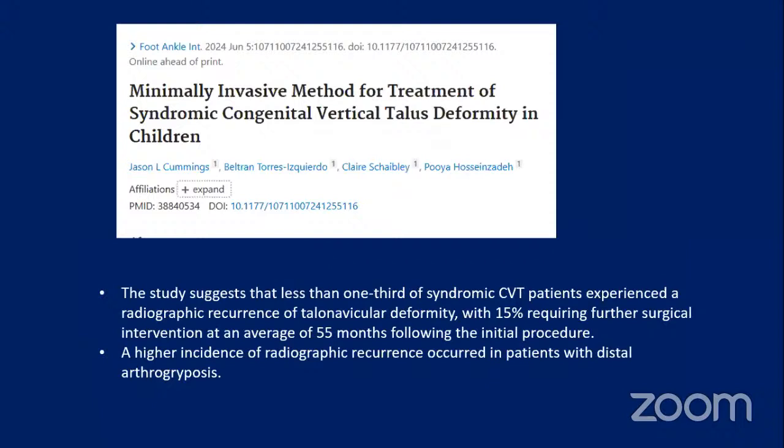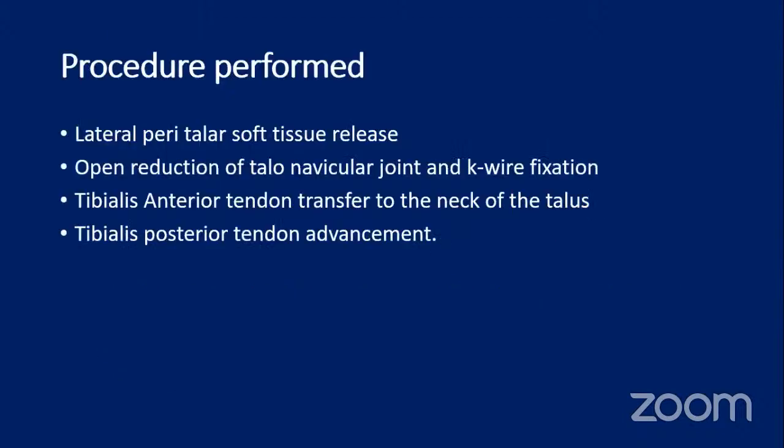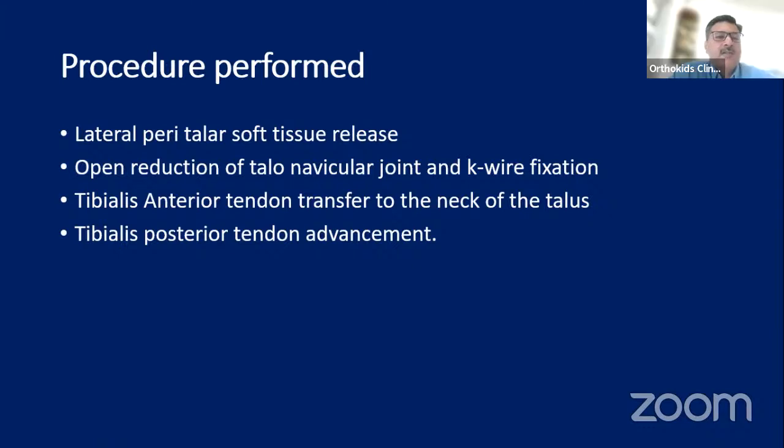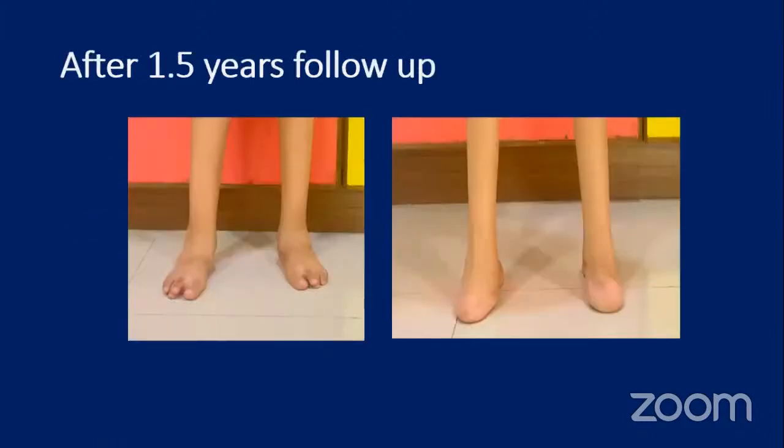And there is another paper published in Foot and Ankle International that suggests less than one-third of syndromic CVT patients experienced a radiographic recurrence of talonavicular deformity, with 15% requiring further surgical intervention at an average of 55 months. So the procedure performed was lateral peritalar soft tissue release, open reduction of talonavicular joint and cuboid fixation, tibialis anterior tendon transfer to neck of talus, and tibialis posterior tendon advancement. Yeah, you just finish the case, and then we'll discuss this surgical procedure. And after 1 and 5 years follow-up, these are the pictures.